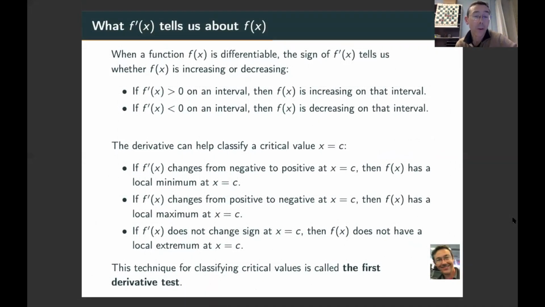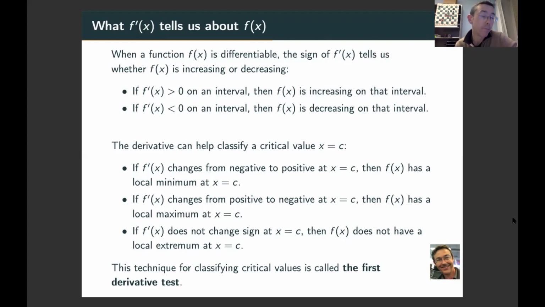Okay, so if a function f is differentiable, then the sign of the derivative tells us whether the function is increasing or decreasing. Positive first derivative, increasing function. Negative first derivative, decreasing function. Now, all of this assumes that the function is differentiable. If it's not differentiable, it doesn't make sense to talk about the derivative. Also notice that we're talking about this on intervals. It doesn't make sense really to talk about whether a function is increasing or decreasing at a point, right?